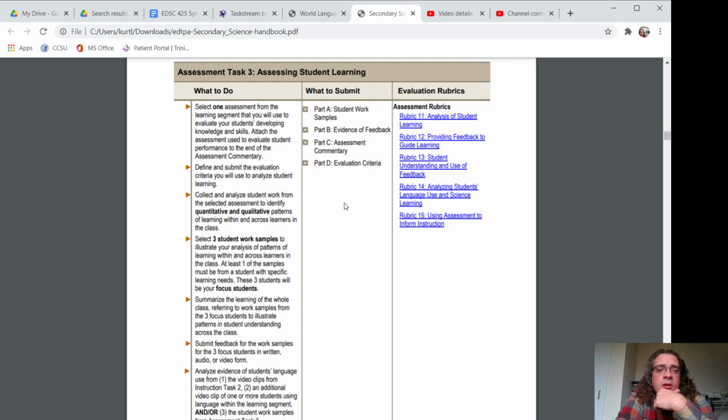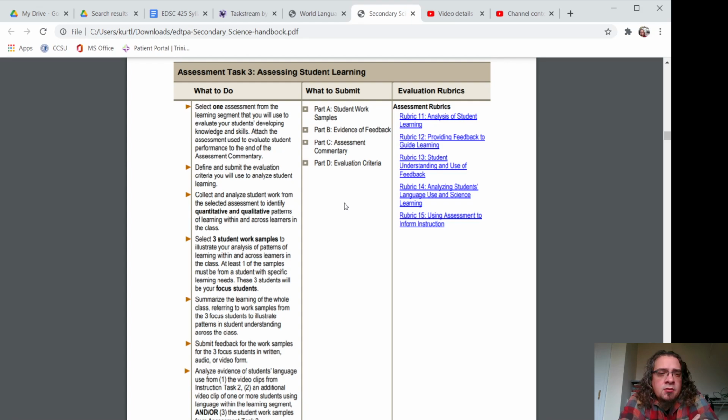So here we go. First bullet: select one assessment from the learning segment that you will use to evaluate your students' developing knowledge and skills. Attach the assessment used to evaluate student performance to the end of the assessment commentary. Okay, so you have to provide that. Define and submit the evaluation criteria that you will use to analyze student learning. So you need to do a write-up about how and why. You need the rationale as to how you're evaluating them and why you're evaluating them on the content or the skills or whatever it is that you are working on.